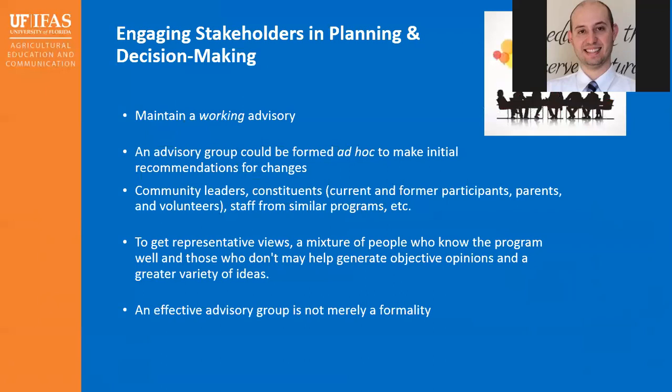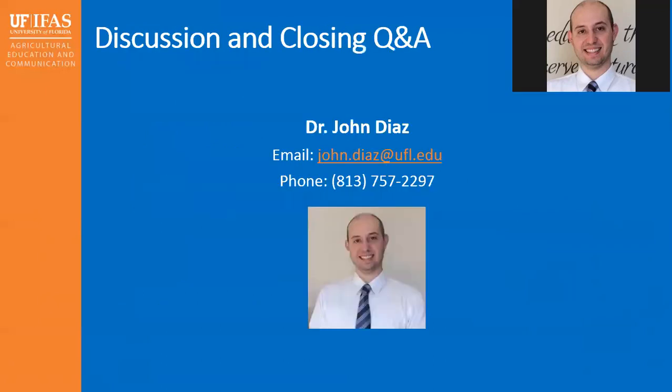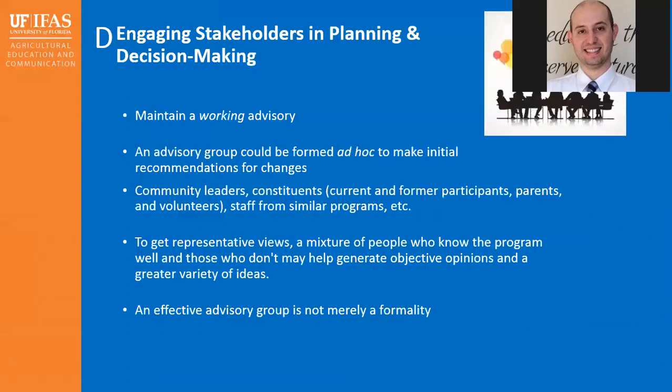Some key advice includes that an advisory group can be formed to make initial recommendations for changes in your program or be more ongoing. The group can be composed of community leaders and constituents. So this means current and former participants, parents, and volunteers, staff from particular programs, etc. It helps to get a representative view by getting a mixture of people who are involved in the program, those that know the program well, but also folks that are not familiar with the program. So you get a variety of perceptions and perspectives on your program.